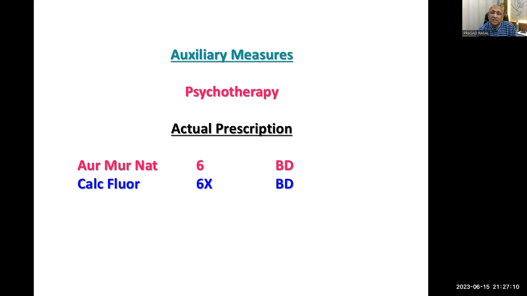The abdominal muscles lack the strength, and that's why they become pendulous. That's why there is a prolapse of uterus. That's why there is a prolapse of vaginal walls. The abdomen hangs down, a hanging belly. And Calcarea fluorica is a wonderful remedy in such types of cases. So I have selected Aurum muriaticum natronatum along with Calcarea fluorica 6x, and I have started it.